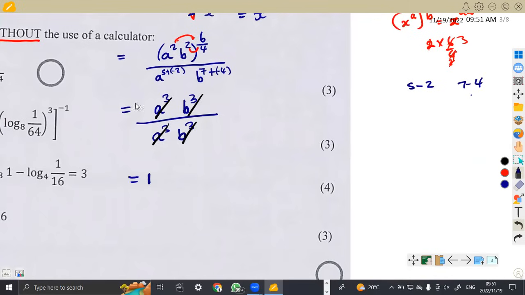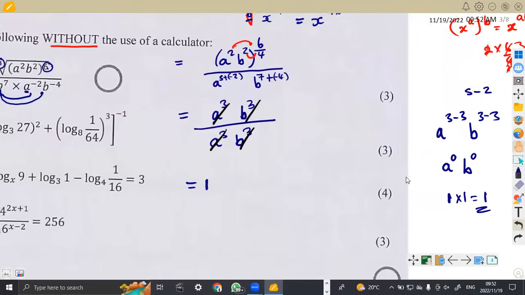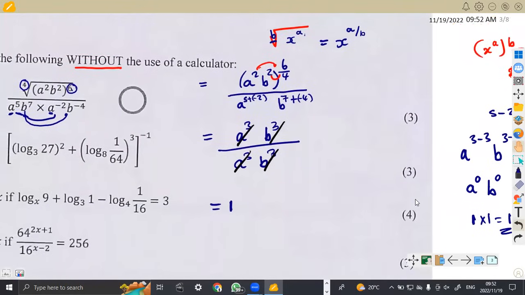Yes, if you wanted to apply the laws, we are dividing, so you can subtract. You can write it as a to the exponent of 3 minus 3, b to the exponent of 3 minus 3, which is a to the exponent of 0, b to the exponent of 0. We know that any number to the exponent of 0 is a 1. So it's 1 times 1, which is going to give us a 1. So still we're going to obtain the same answer. There are so many ways that we can use, guys, to simplify this.